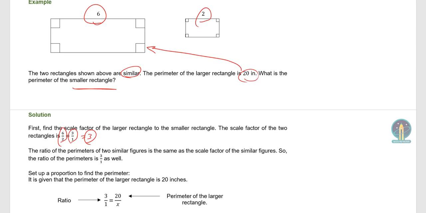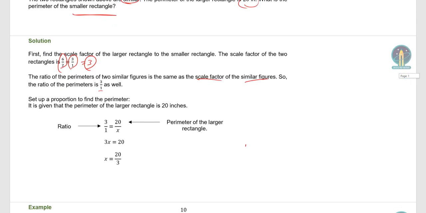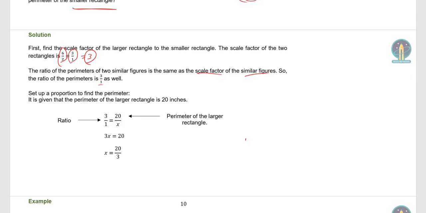So the ratio of the perimeters of two similar figures is the same as the scale factor of the similar figures. So the ratio of perimeters is 3 over 1 as well. So set up a proportion to find the perimeter. It is given that the perimeter of the larger rectangle is 20 inches. So if you got the scale factor by dividing the larger figure by the smaller figure, then when you set up the proportion, put the value for the larger figure on top, whether it's the perimeter or area, etc.